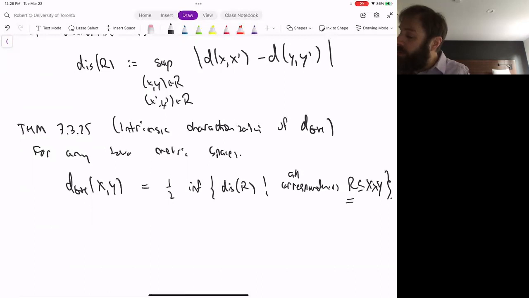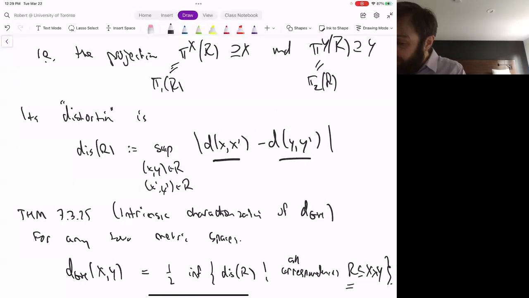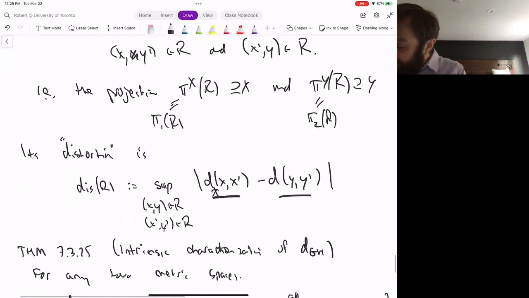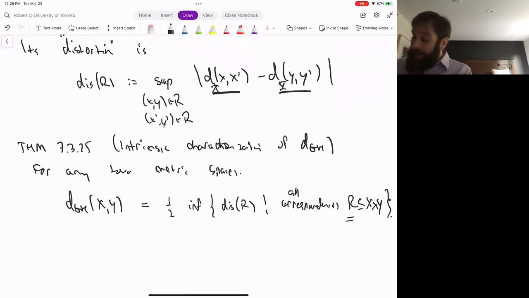So we look at correspondences whose projections cover x and y, and the correspondences are sets of pairs of points. And if we try to choose the correspondence to minimize how different the distance of x and x prime in x is from the distance of the partner points in y. So maybe to make this clearer, I should have called this the x distance of x and x prime and the y distance of y and y prime. And minimizing that distance up to this factor 2 gives you the Gromov-Hausdorff distance between the two spaces.